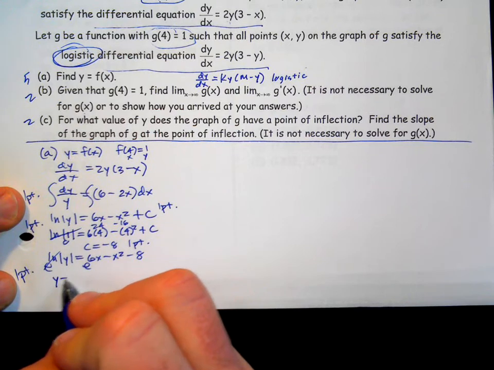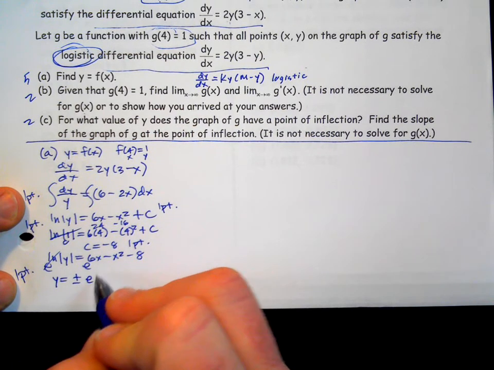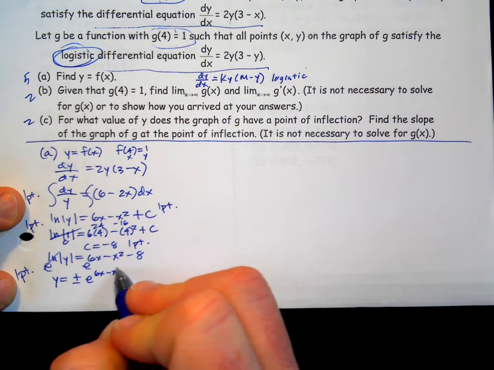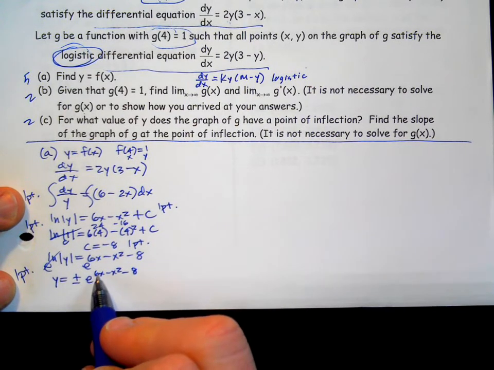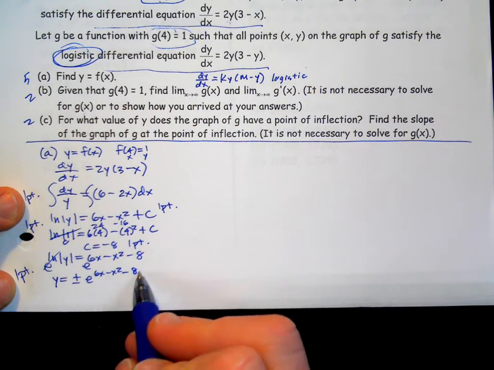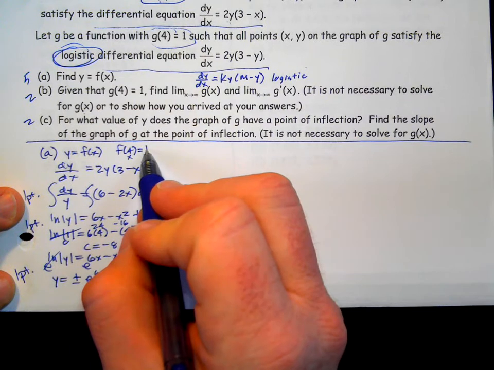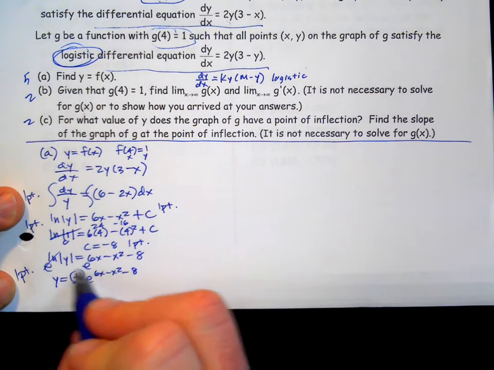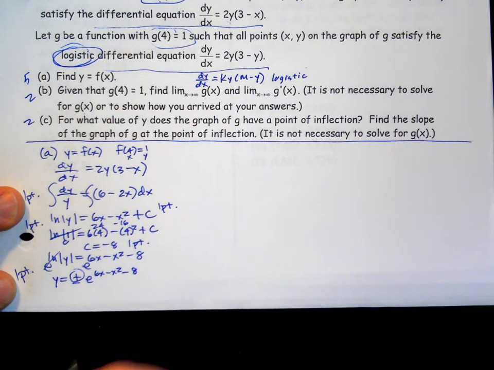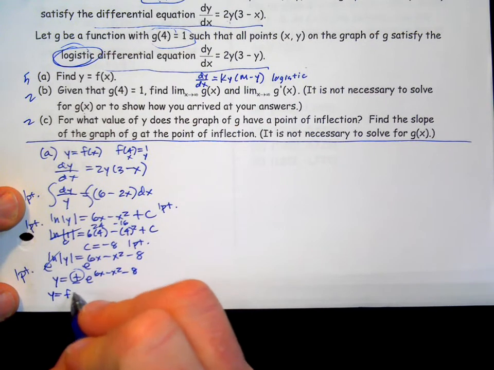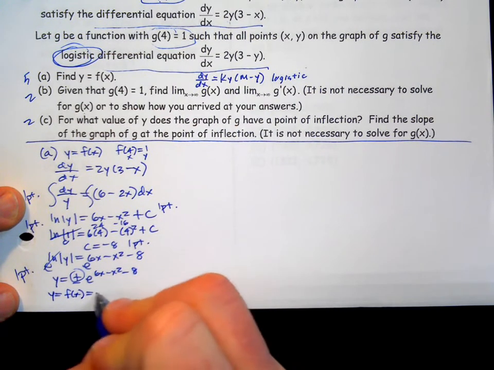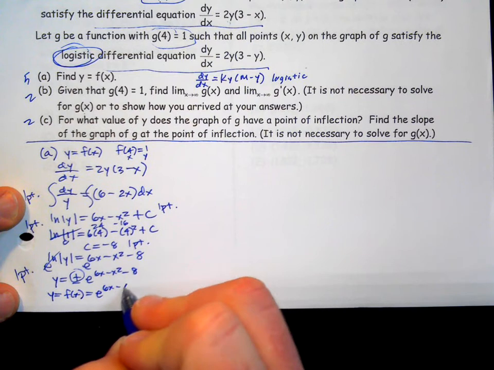Get rid of the absolute value, plus or minus. And you should decide if it's plus or minus now. Use the initial condition. If I plug 4 in here, 24 minus 16 is 8, minus 8 is 0, e to the 0 is 1. I need to get a positive 1 out, so we're going with the positive. And so y equals f of x equals e to the 6x minus x squared minus 8.